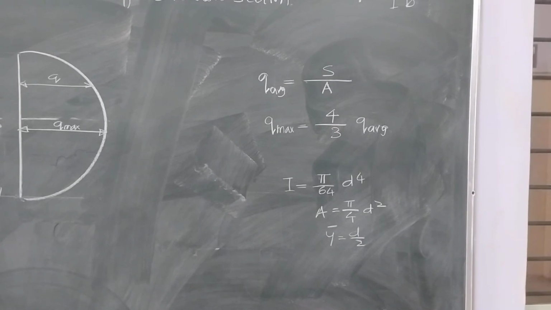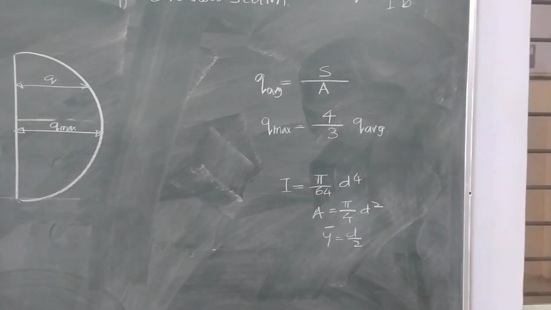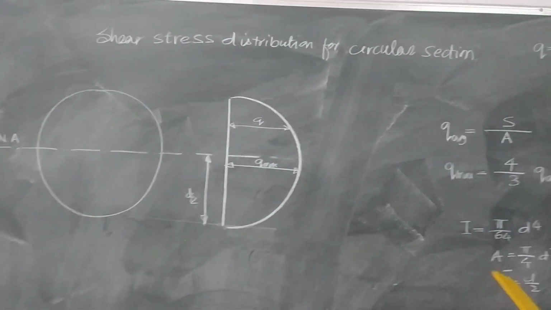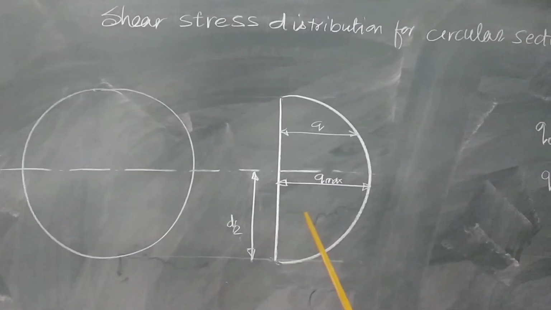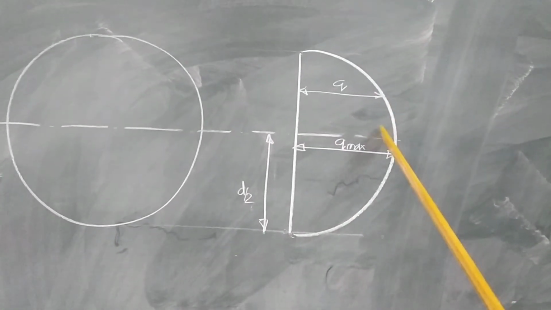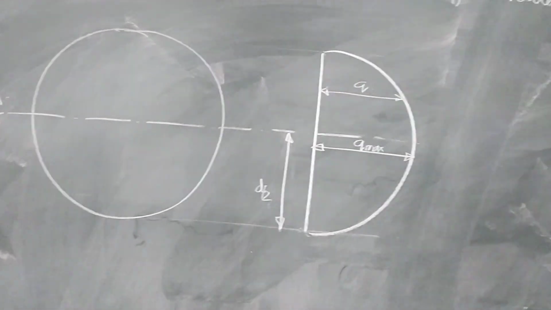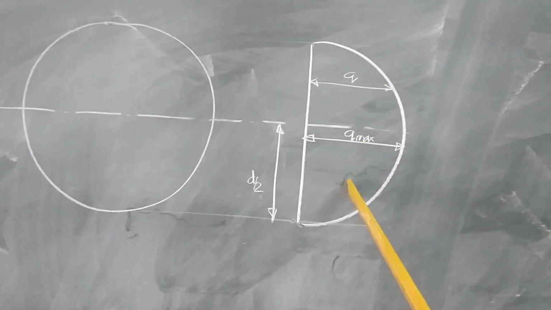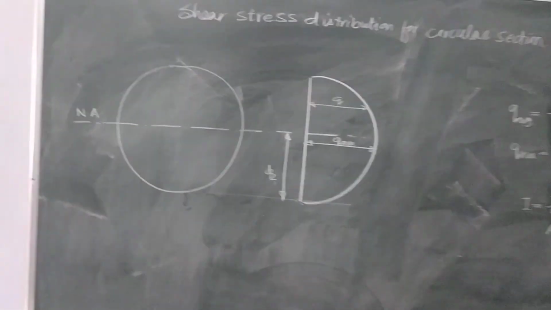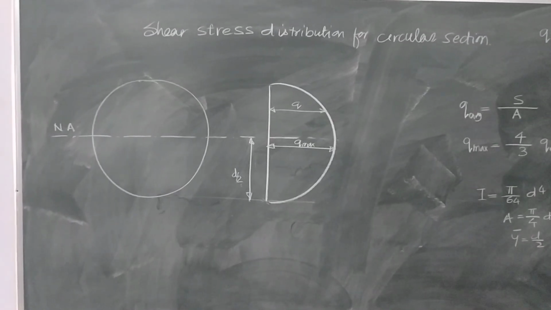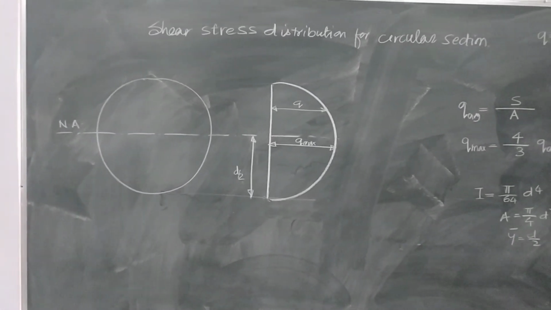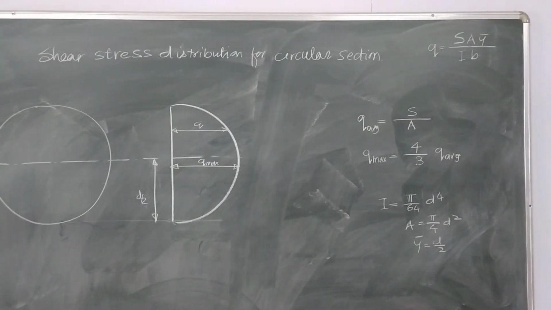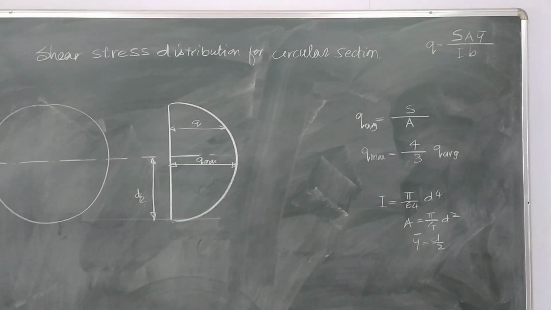I is equal to pi by 64 d raised to 4, area is pi by 4 d square and y bar is equal to d by 2. This is the shear stress distribution. At the neutral axis it is Q max. It goes on reducing as you go away from the neutral axis on both sides. So, this is nothing but shear stress distribution for circular section. We have to solve numericals based on these two expressions for shear stress, for rectangular as well as circular section.